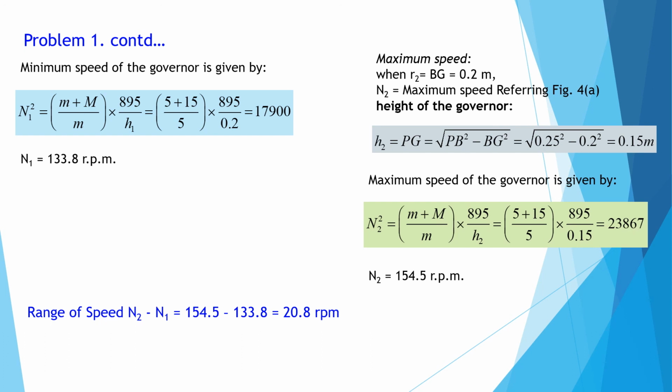So the range of the speed, N2 minus N1, is 154.5 minus 133.8, that is 20.8 rpm.